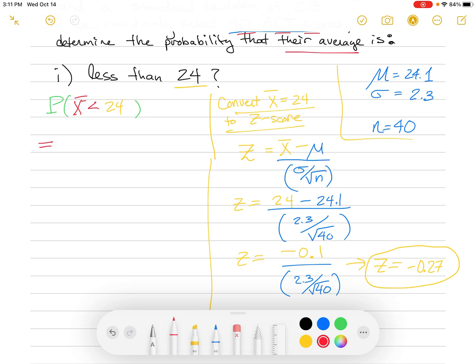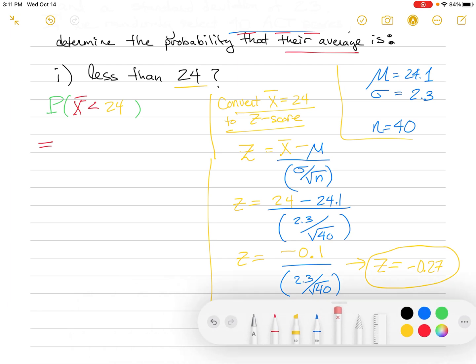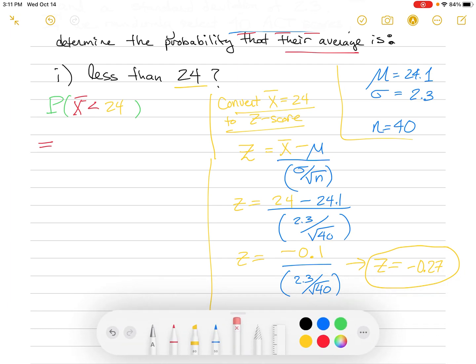So what this is telling us, if we go back here, is that the probability is going to be the same as the probability of getting a z-score. So basically, this red x bar turns into a red z is less than, and 24 turns into minus 0.27.